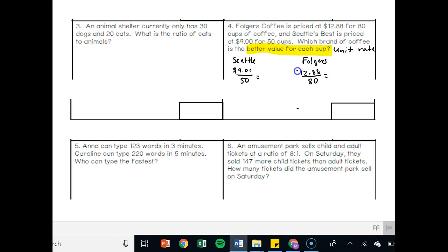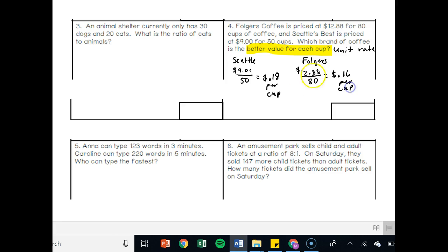So we've got a calculator. We're just going to figure out basically how many dollars per cup here, right? So $9 divided by 50 cups gives us about 0.18, so about 18 cents per cup, versus $12.88 divided by 80 cups, which gives us about 0.161 or just 0.16 per cup.